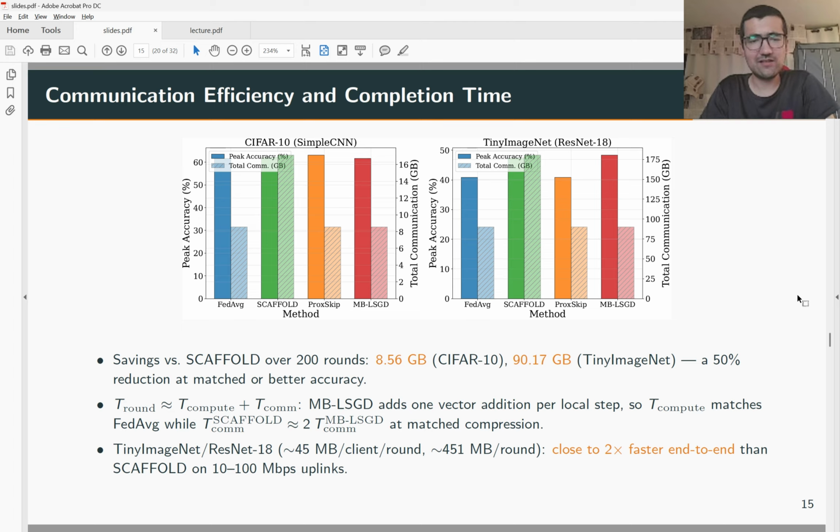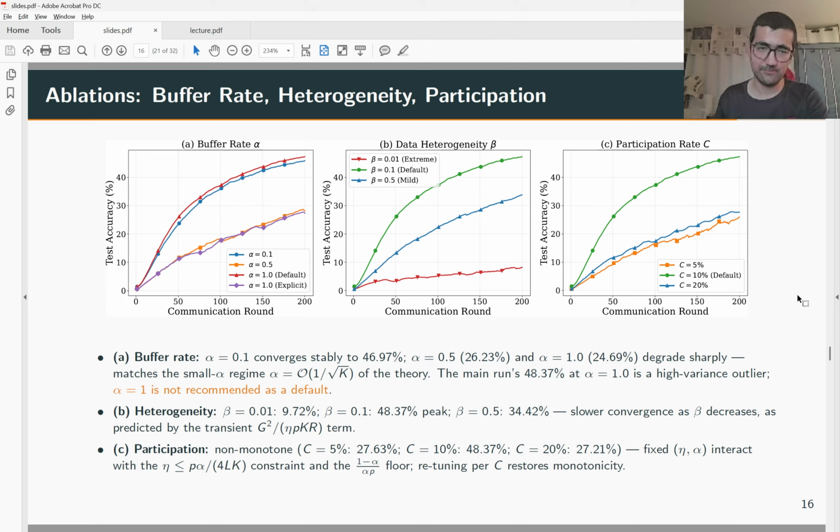That means in the communication bound regime typical of cross-silo and edge deployments, say 10 to 100 megabytes per second of uplink, the end-to-end completion time improvement over SCAFFOLD approaches a factor of 2. And against FedAvg and ProgSkip, we cost essentially the same time per round while ending up far more accurate.